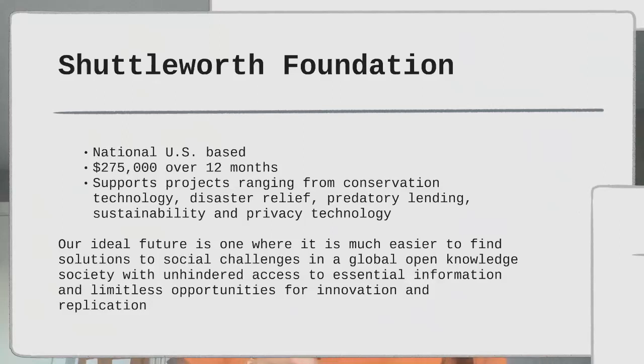Now, they give even more monies. They're also US based. They give $275,000 over the course of 12 months. And they fund quite a range of things. But what they really hone in on is tech, which is why I wasn't granted this grant, but I did have a tech idea.